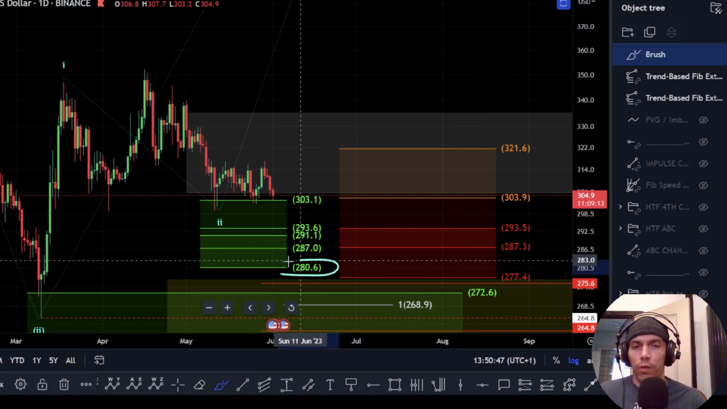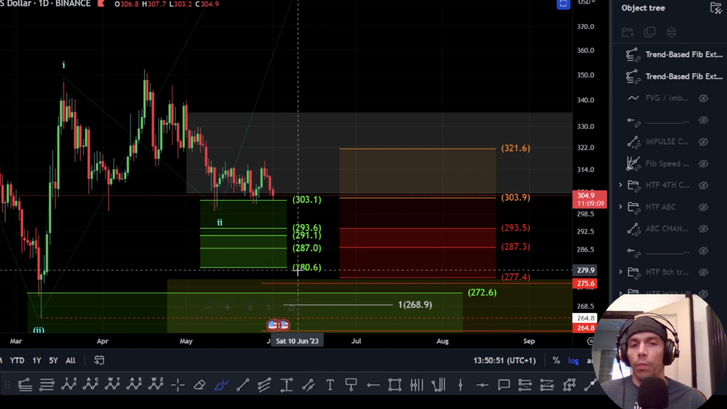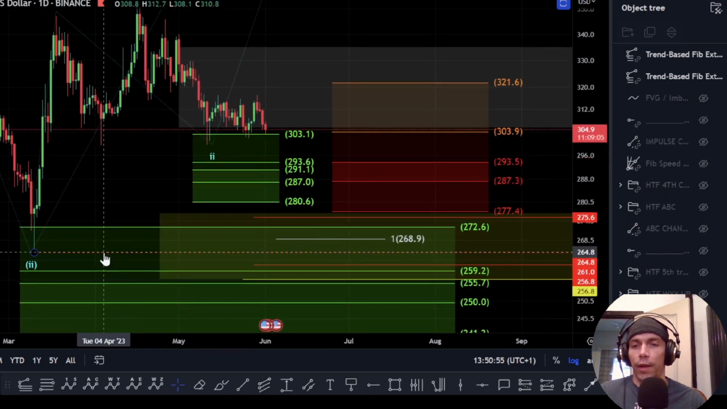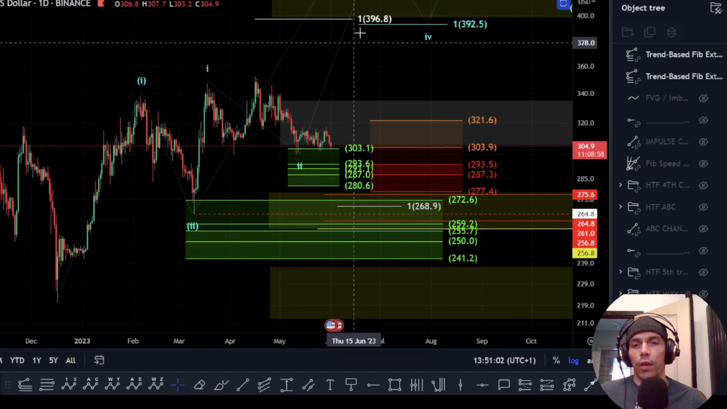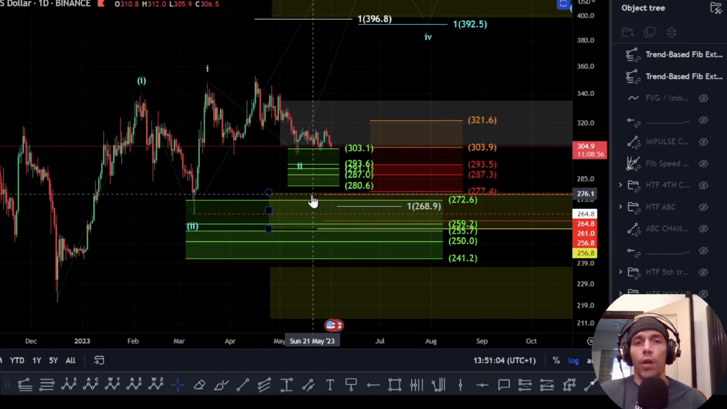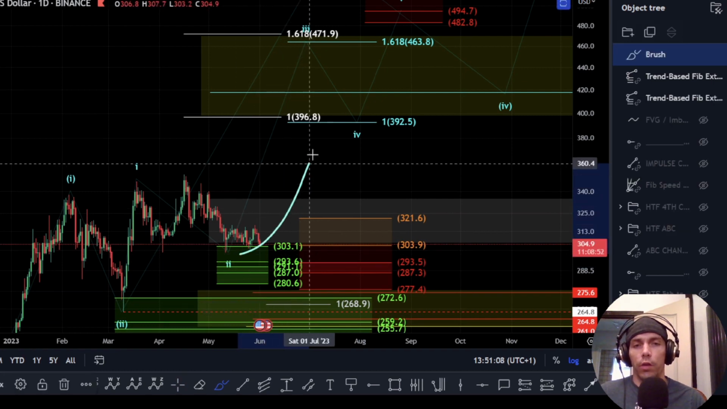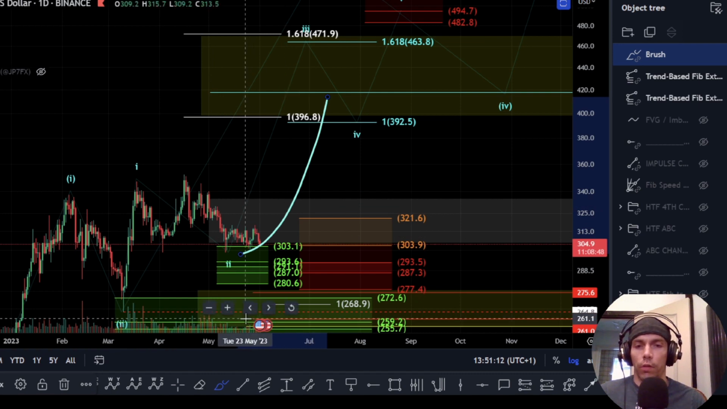But really, once we start to push down below this $280 area, we need to be careful that this possibility of this count becomes less likely. Invalidation of this 1-2-1-2 comes at this 264. So as long as we continue to set higher lows and higher highs, we can potentially look for this to play out. But what we'd want to see is price starting to move to the upside here, and we'd want to see the volume starting to pick up as well.